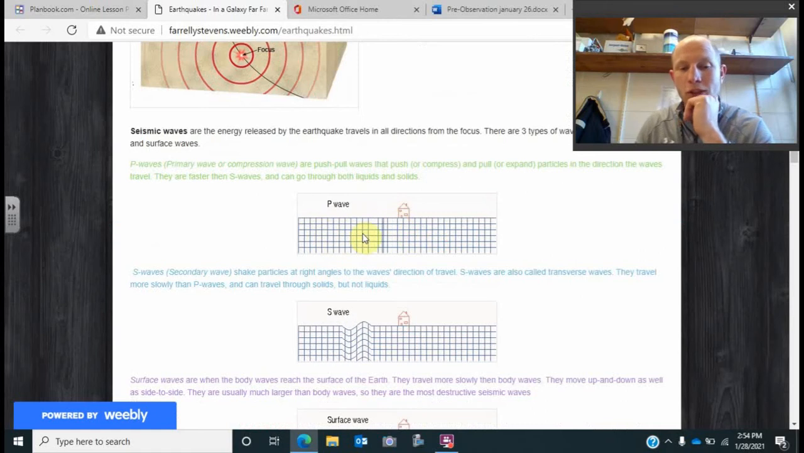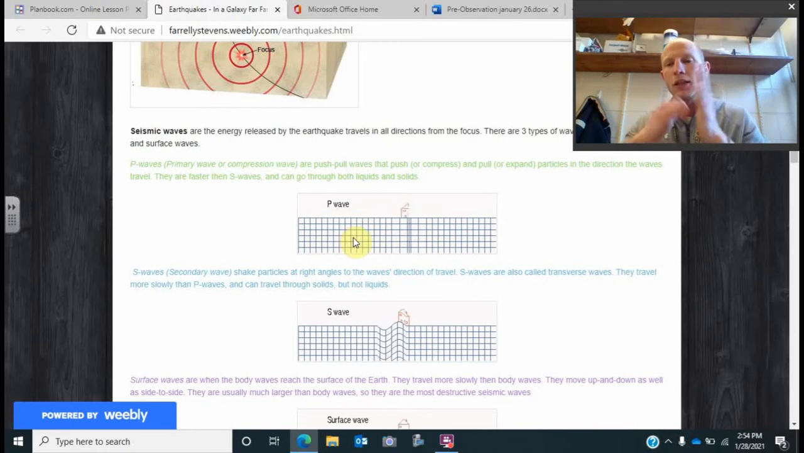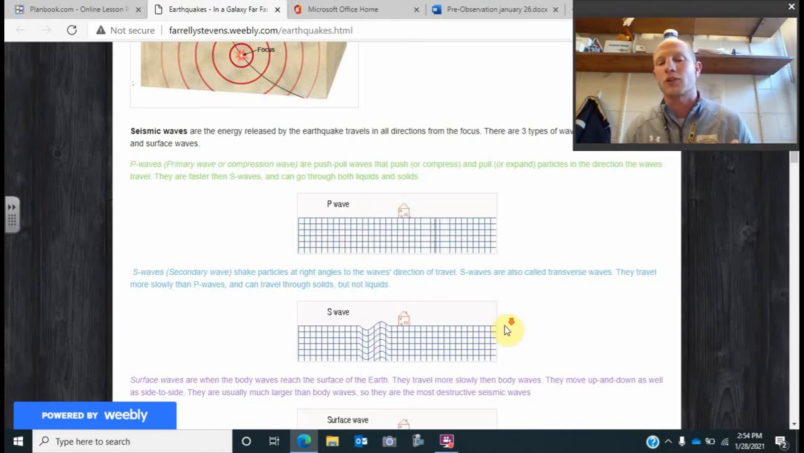So we see this P wave. The P wave stands for the primary wave. As this first wave comes through, you can see how it compresses the land as it goes through, and then as it goes by, the land will stretch out. So it's not too damaging, but it definitely gives you that small jolt. It's the fastest one. So that's what they felt first in Lesbos.